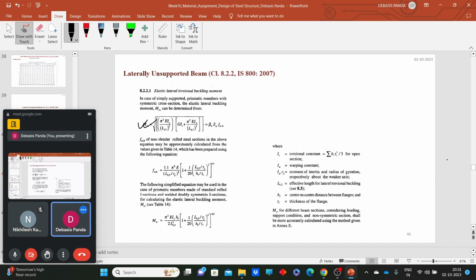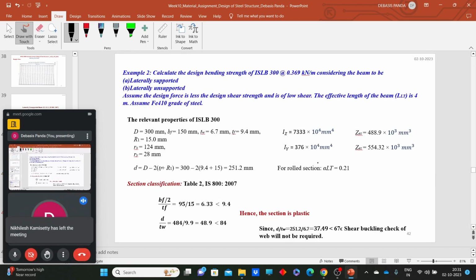Okay, so let's quickly solve one example, then we will move to the assignments portion. Calculate the design bending strength of ISLB 300. For two conditions, we need to calculate the design bending strength for the laterally supported case and for the laterally unsupported case. This is a simply supported beam, and the effective length is given as 4 meter. Assume grade 410, and it also says that you need to design for low shear.